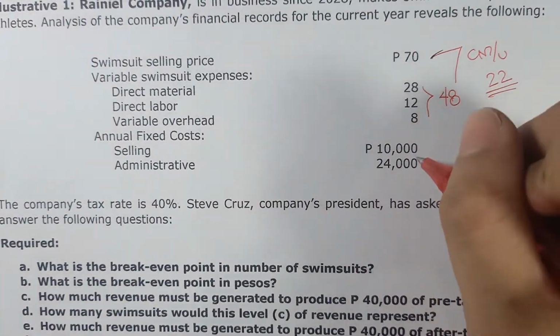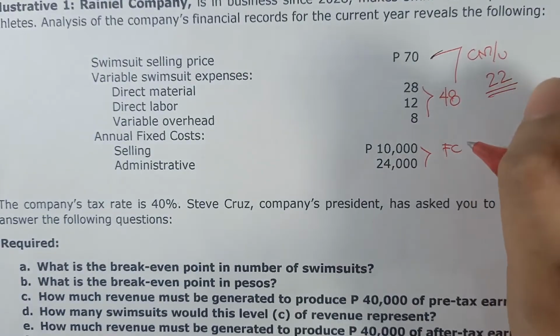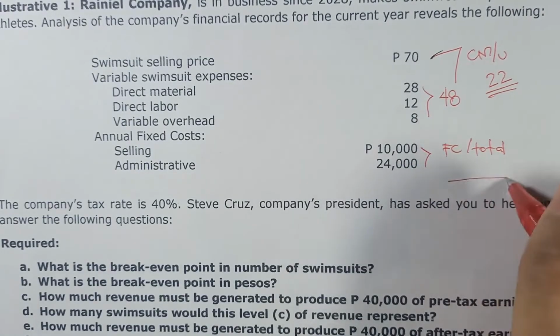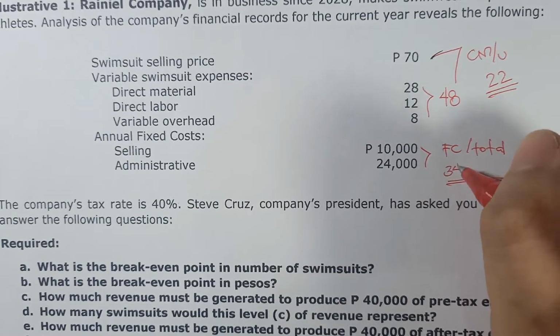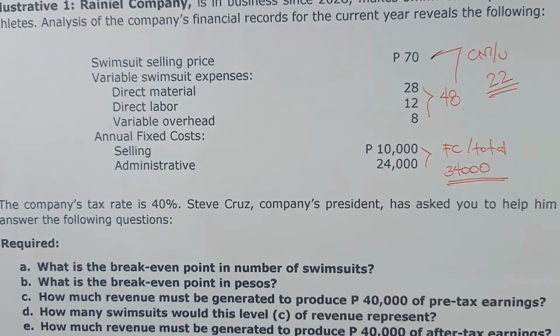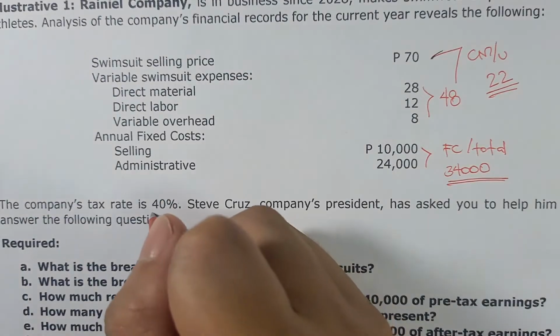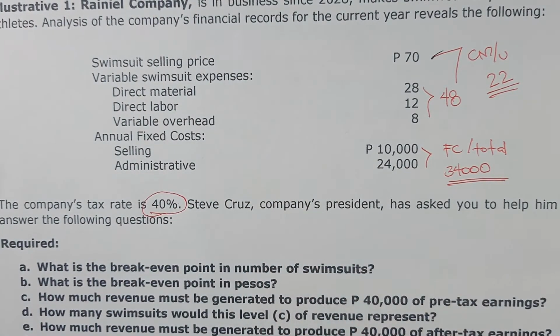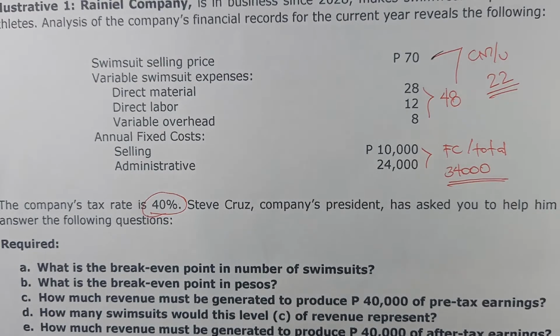Yanag? Then, fixed cost, on the other hand, based on total, is equal to 10 plus 24,000, or this is equal to 34,000. The company's tax rate is 40%. Steve Cruz, company's president, has asked you to help him answer the following questions.